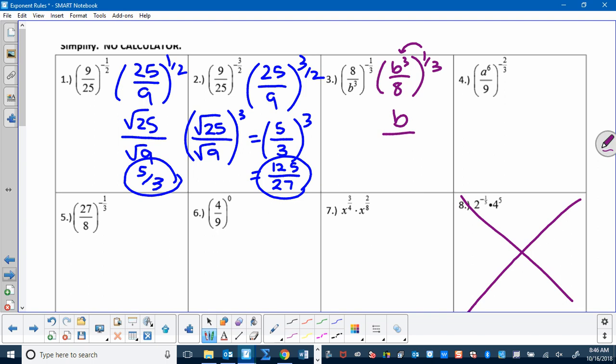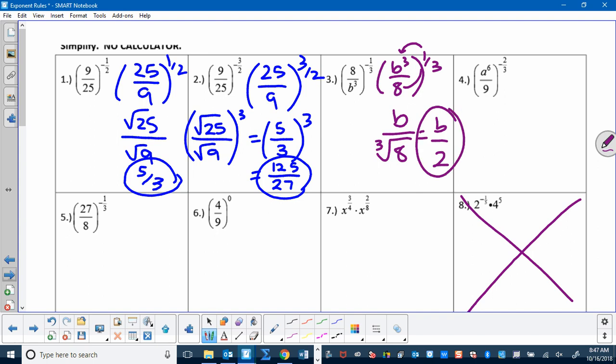Can I just distribute the 1/3 to the top? No, you have to share the love, distribute it to the bottom. So that's the cube root of 8 on the bottom. Remember, the 1/3 power is cube root. What's the cube root of 8? 2. So final answer, b over 2.